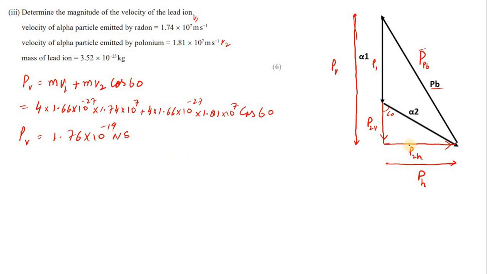Now let's talk about P2H, the horizontal momentum of alpha 2. So P2H is m V2 sin theta 2.